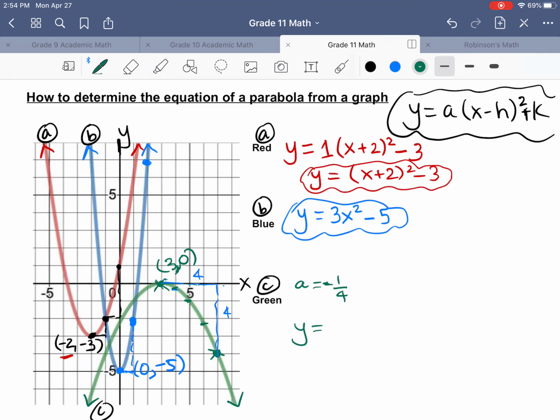So our equation is going to be y is equal to -1/4 times (x minus 3) squared. Again, remember, opposite sign in the brackets of what we see from the x coordinate of the vertex. Now our k value is 0 because the y coordinate of our vertex is 0 as well. So here is our equation.